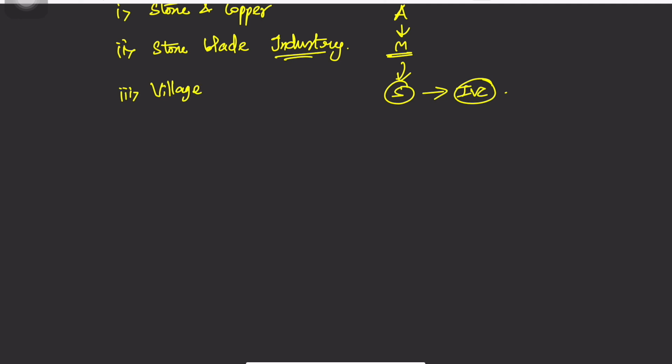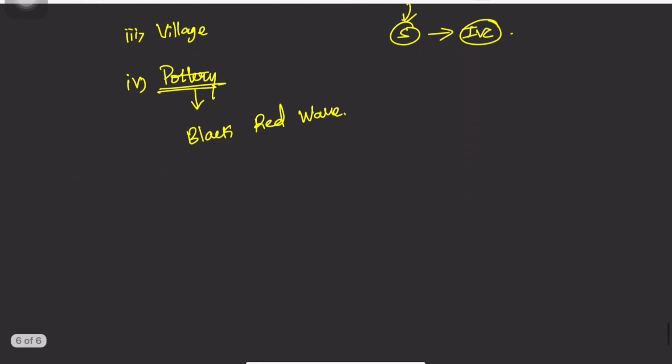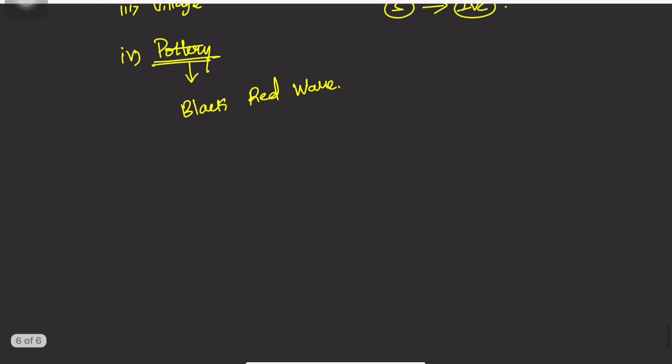Obviously pottery will be there, but I already told you, you have to remember what kind of pottery they are making in different periods. For Chalcolithic they started making black red ware. Okay, they started making black red ware pottery. Then some tools and technology you can remember easily: metal crafts, metal artifacts, those things started. Then terracotta figures, those things are not important from a preliminary perspective.